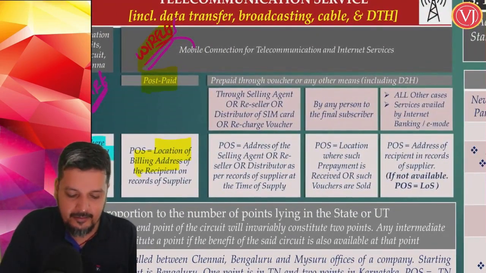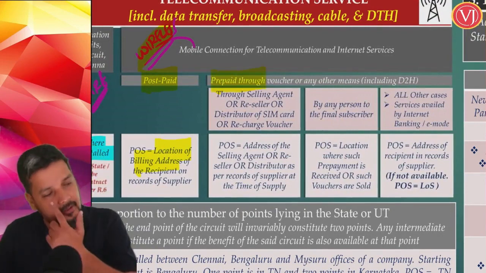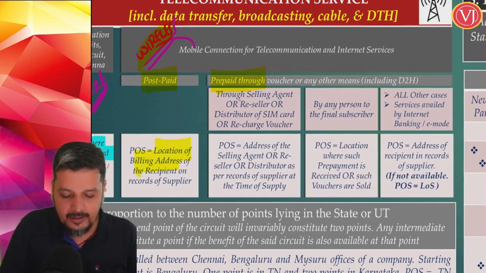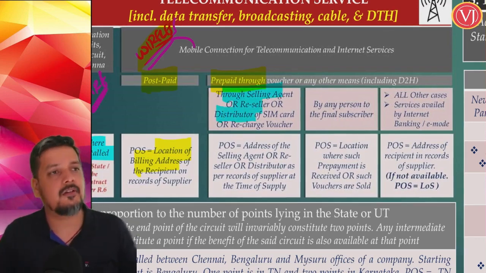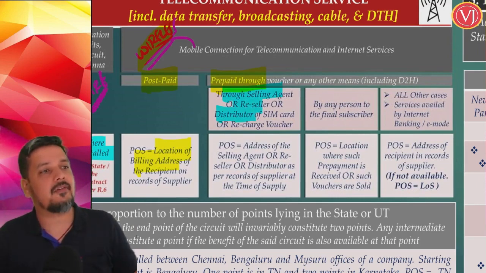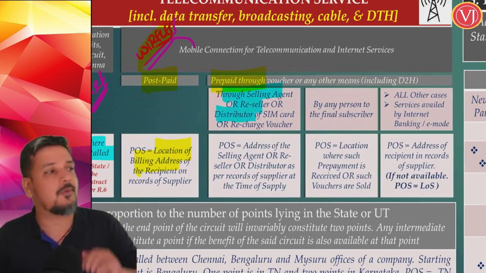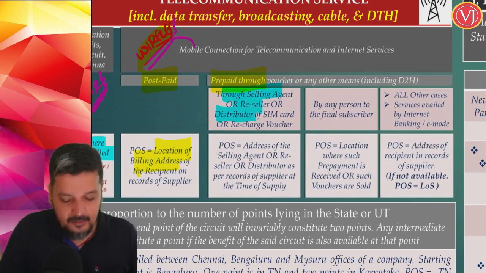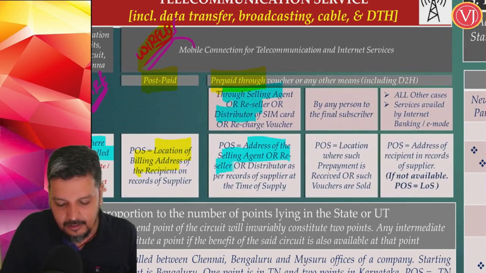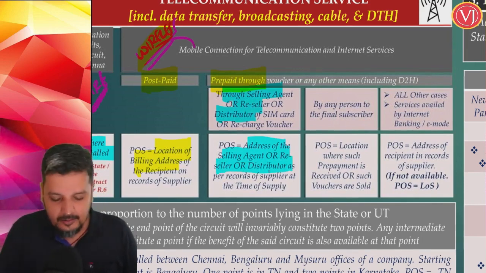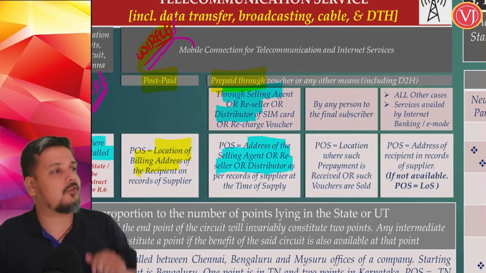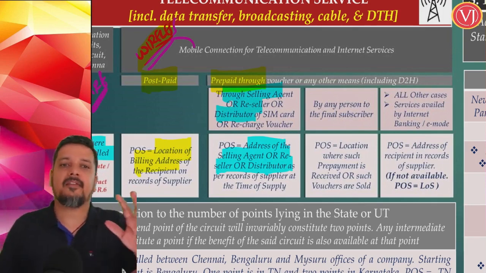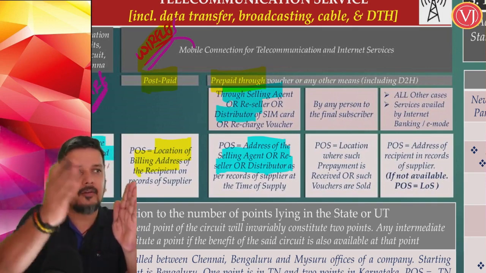When it is wireless and prepaid, then you have to ask a question: is it through a selling agent, a reseller or a distributor? Jio is giving you internet or telecommunication services through a distributor. So from Jio to distributor, the place of supply will be the address of the selling agent, reseller or distributor as per the records of Jio. Please understand, it is Jio to distributor, address of the distributor.